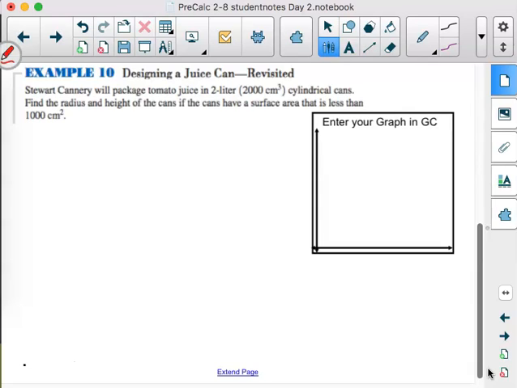Alrighty, example 10, designing a juice can, revisited. So we're talking about the juice can again. Tomato juice, in fact, same one. Stewart Cannery will package tomato juice in a 2-liter, 2,000 cubic centimeter cylindrical cans. Find the radius and height of the cans if the cans have a surface area that's less than 1,000 square centimeters. Okay, well, the first thing they gave me was volume.